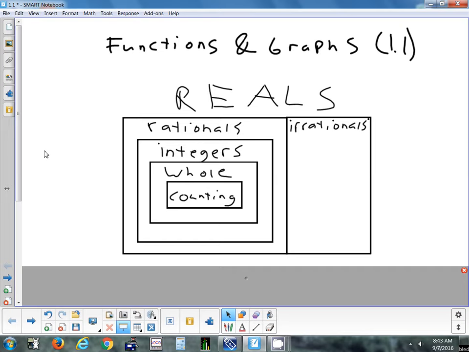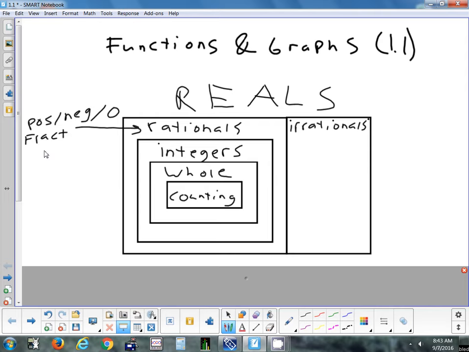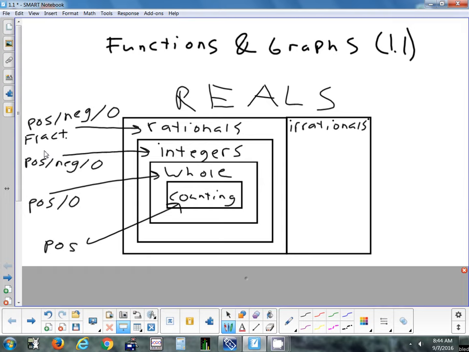So rationals can be positive, negative. Yep, your rationals, those are positive, negative, include 0, and can be fractions or decimals. Fractions, decimals, same thing. Okay, your integers, those are only positives, negatives, and 0. Whole numbers are basically just positives and 0. And your counting numbers, basically those are just your positives. They don't include 0. So each number set that we expand out gets more and more complex.